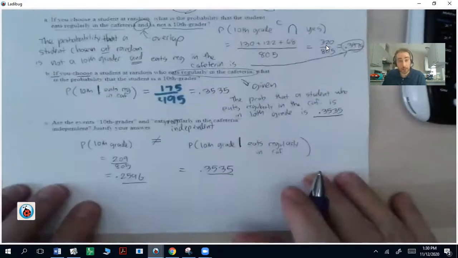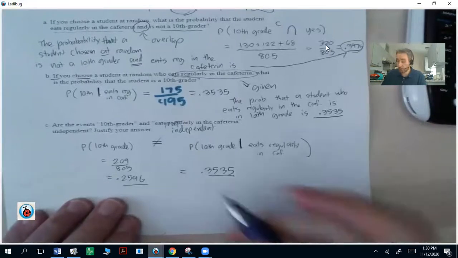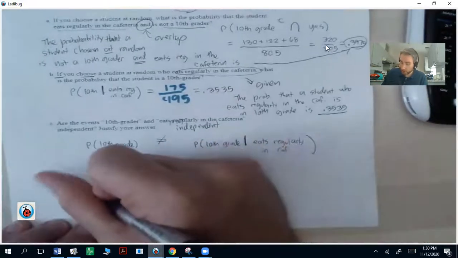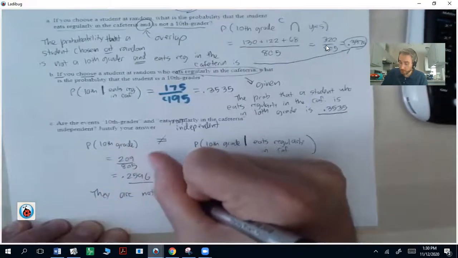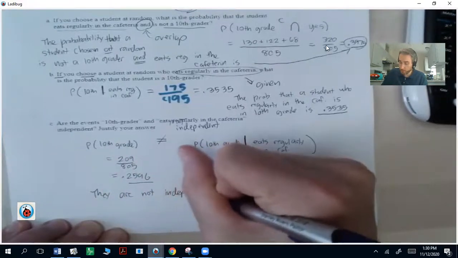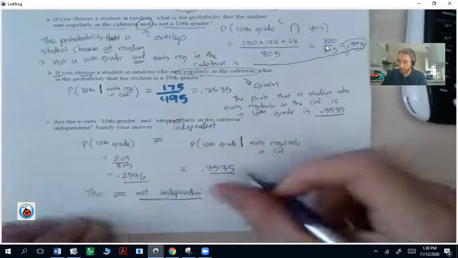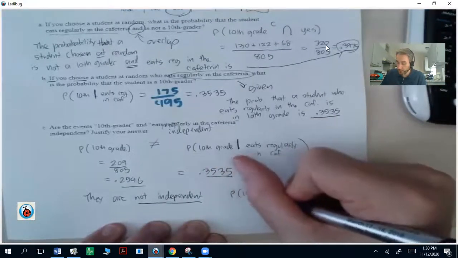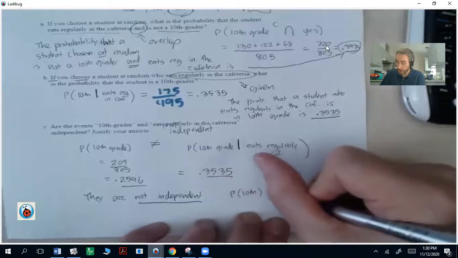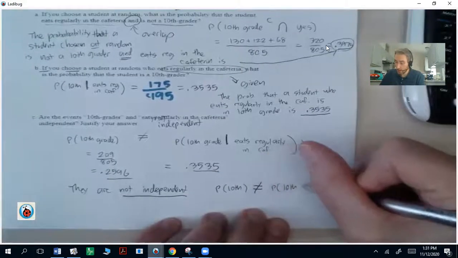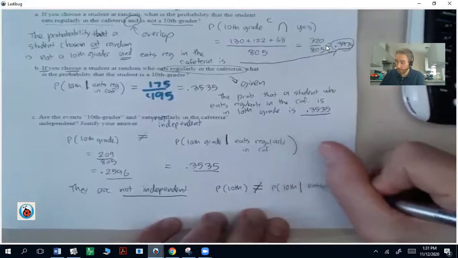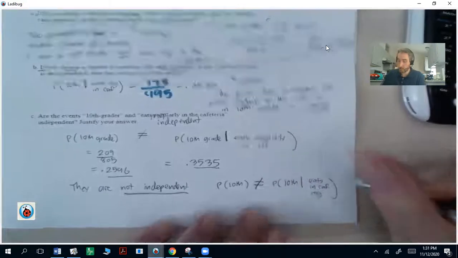These are not the same, so therefore they're not independent. They are not independent. The probability of 10th grade is not equal to the probability of 10th grade given eats in cafeteria regularly. They have to be the same.